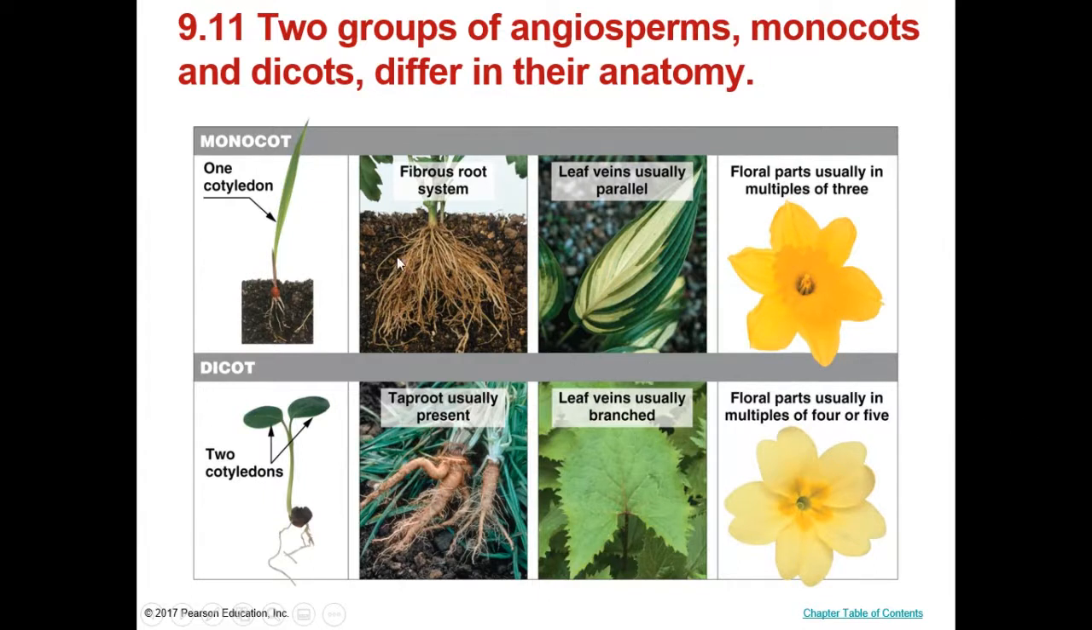Monocots are going to have fibrous roots for the most part, leaf veins that are parallel, and floral parts that come in multiples of three. So you see three here, another three right there. Dicots have, for the most part, tap roots and some fibrous roots. Their leaf veins are highly branched, and they come in multiples of four. So 2, 4, 2, 4, and so on.